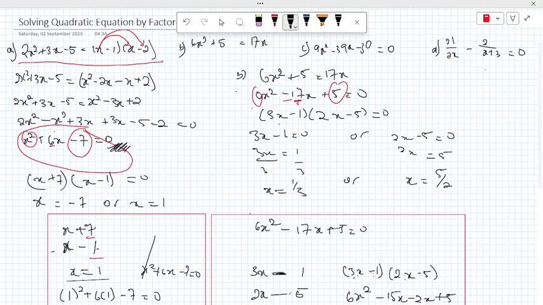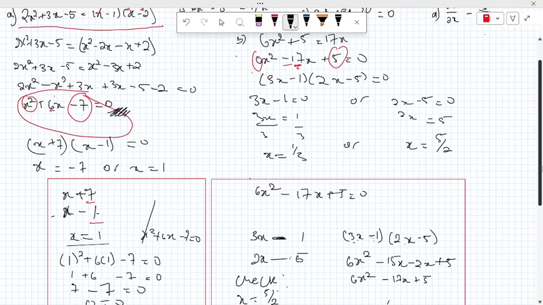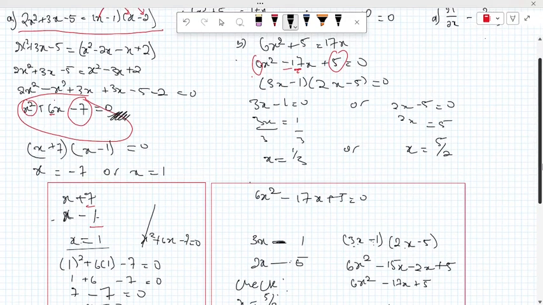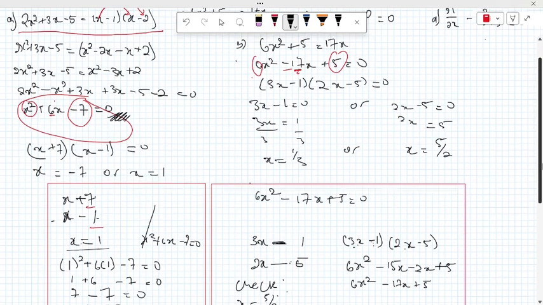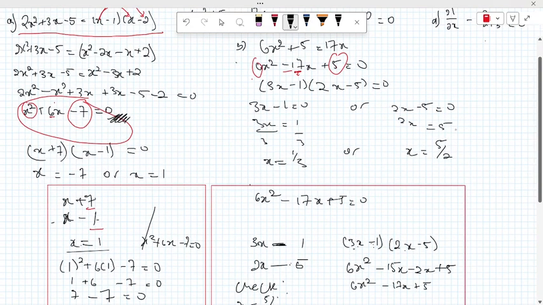Okay, we have 2x. This is 6x squared. Then 3 times what times 5? It's gonna be minus 15. Minus 15 minus 2 is minus 17. Correct. And then 1 times that is gonna be plus 5. So the factorization is correct. So it's gonna be plus 1 over 3, and then this is gonna be plus 5 over 2, x equals 5 over 2.